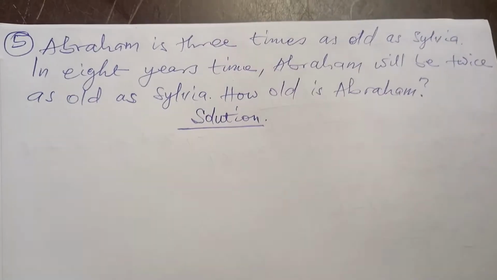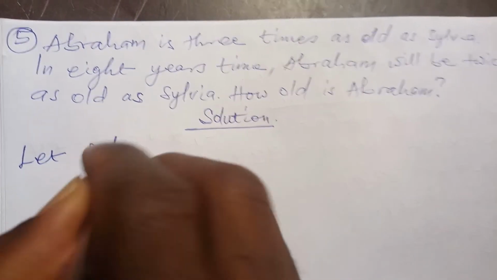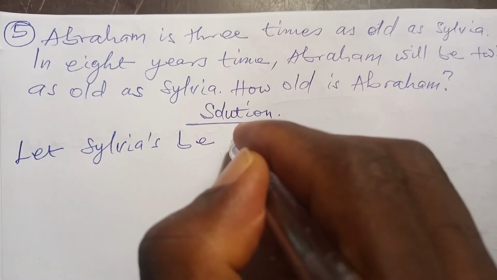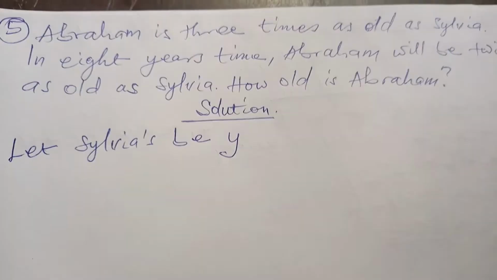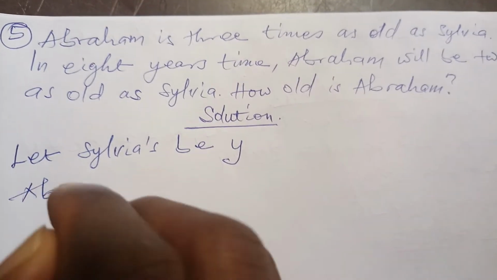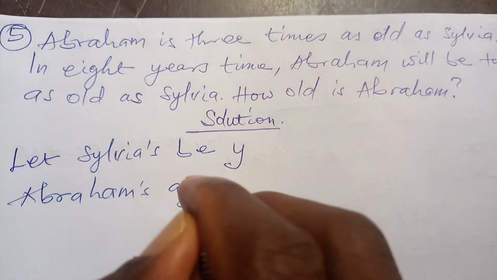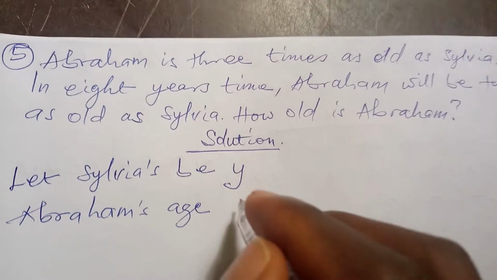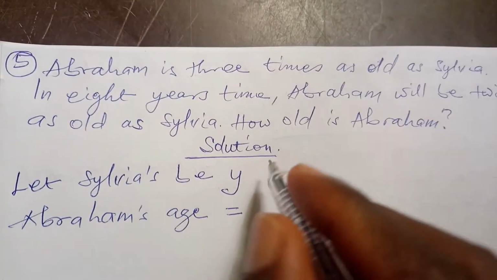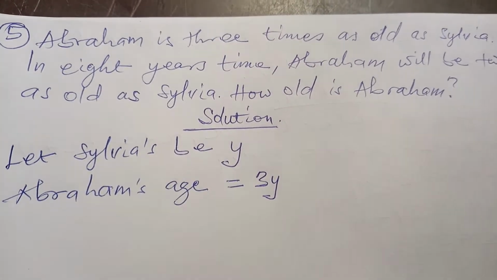But unfortunately, we don't know Sylvia's age too. So we let Sylvia's age be, say, y. So if Sylvia's age is y, then it means Abraham's age will be 3 times Sylvia's age, so it will be 3y. Abraham's age will be 3y.